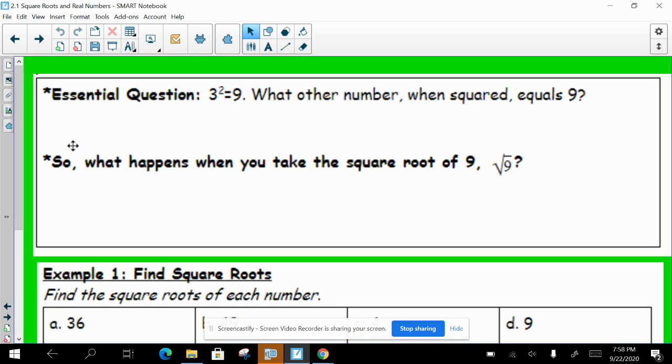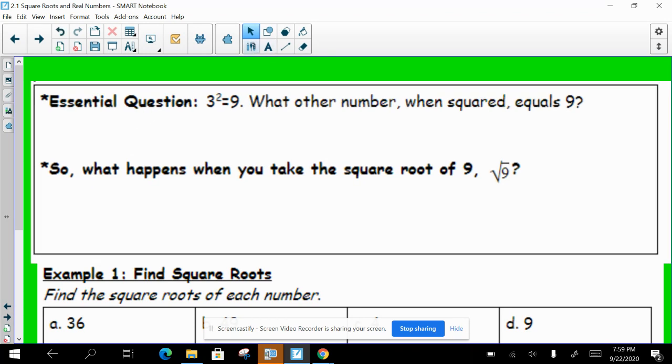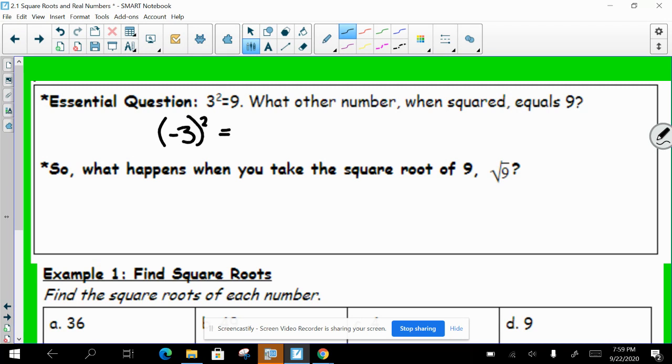So, essential question here. 3 squared is 9, but what other number, when squared, also equals 9? Think about it. So, if you think about it, if you take -3 and square it, you actually get -3 times -3, and 2 negatives make a positive, so you also get 9.